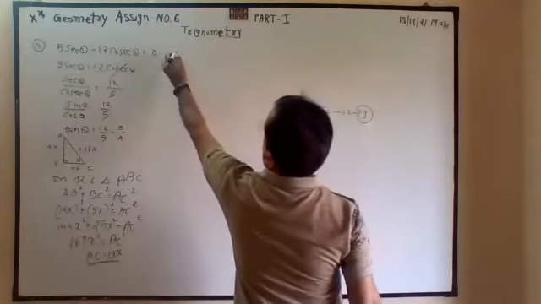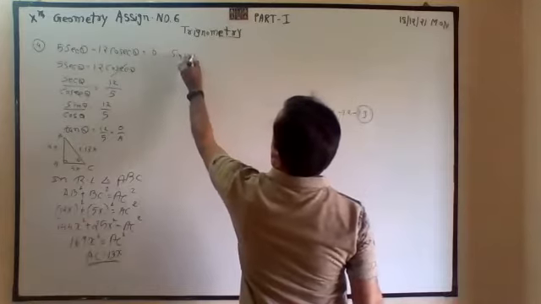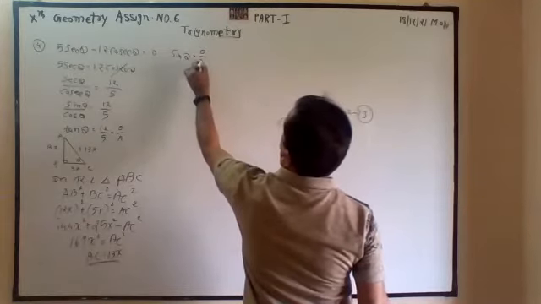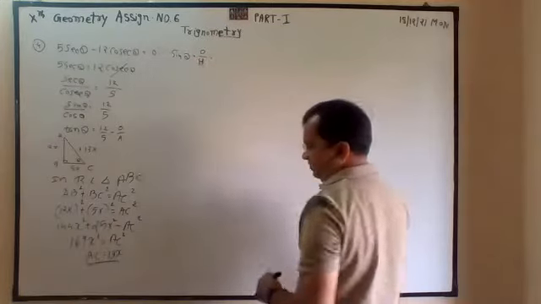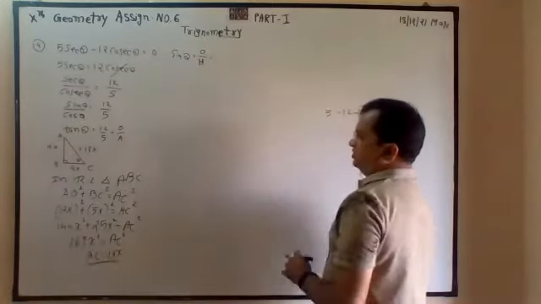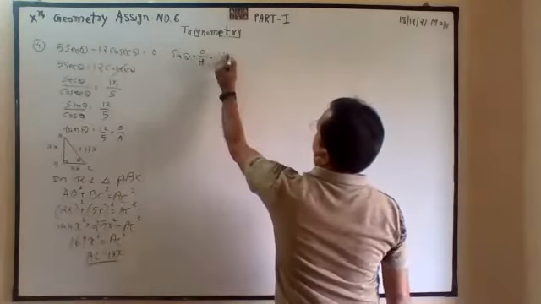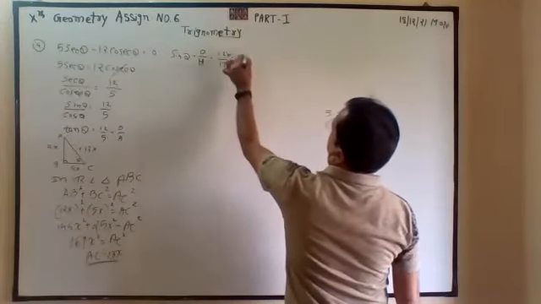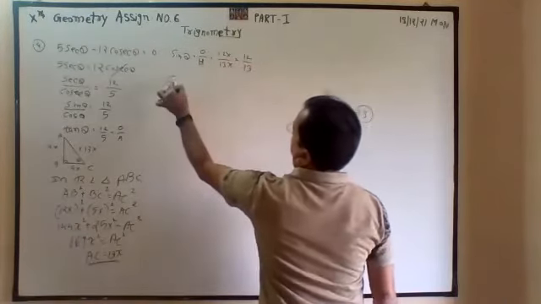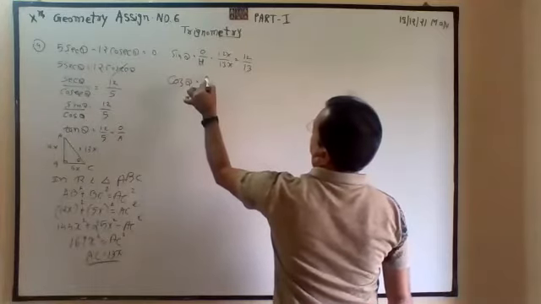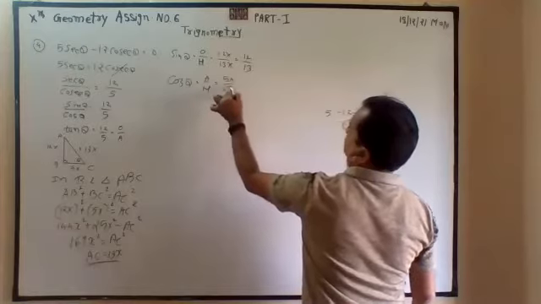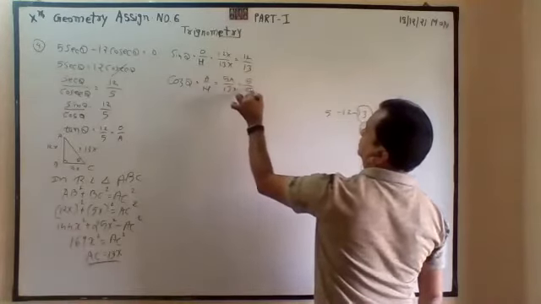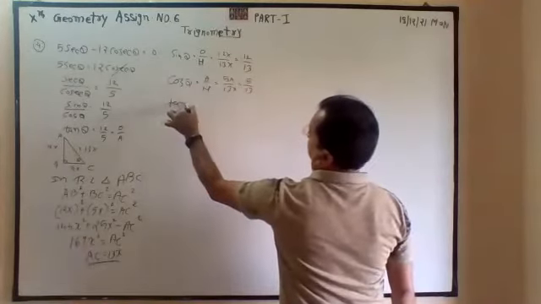Now we have this. So sine theta is equal to opposite by hypotenuse. Opposite 12x, hypotenuse 13x. So 12 by 13. Cos theta, adjacent by hypotenuse, 5x, 13x. Tan theta you have.